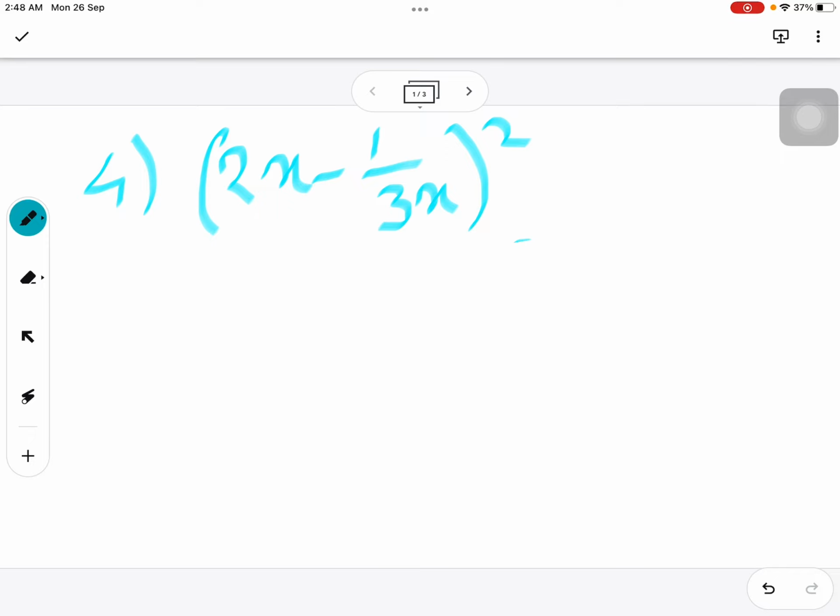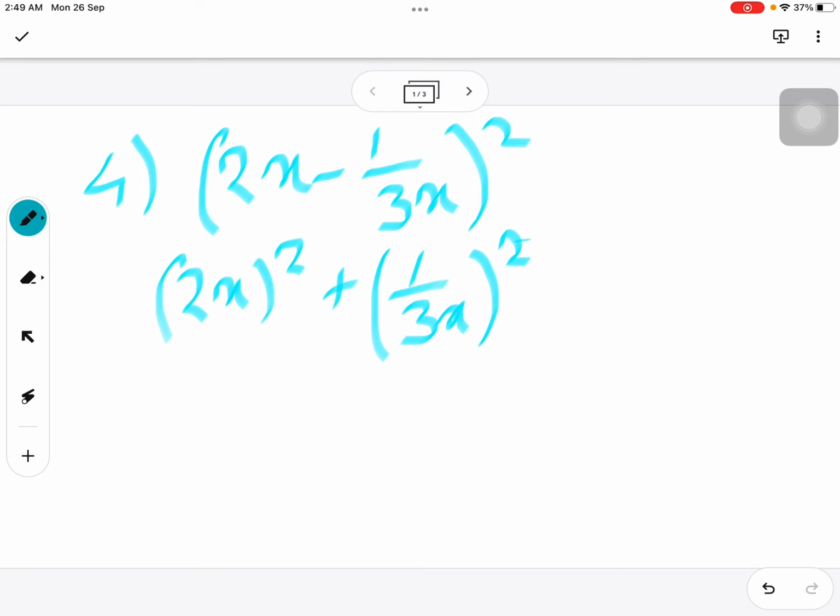So we apply the same thing, 2x whole square. At least initially try to write the way I am writing, write the complete terms, even if it takes 2-3 steps more, it's fine. Like this, you don't directly write 4x square or 1 by 9x square. Don't directly do it. Try to write step by step, even if it takes a little more time. At least in the initial stages, till you get perfection. Into 2 into 2x into 1 by 3x.